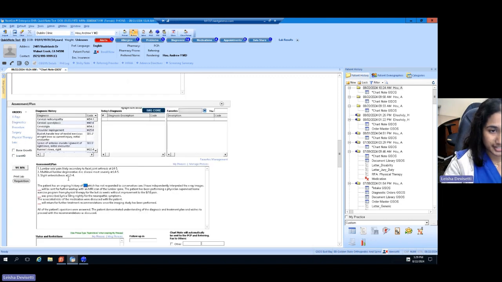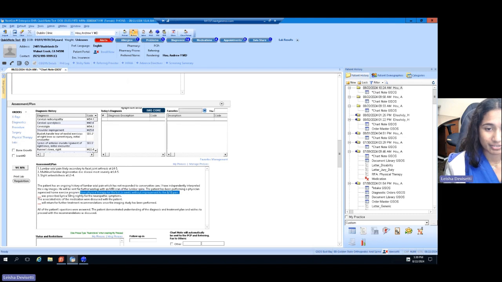So now that we finished the assessment part, we also want to start writing the plan. And so I'm going to say that the patient has an ongoing history of lumbar axial pain, because that's what they have. And then they've only had X-ray images, so I'm going to leave it as X-ray images. And then I'm going to fill this out. He will be sent for further workup with an MRI of the lumbar spine.